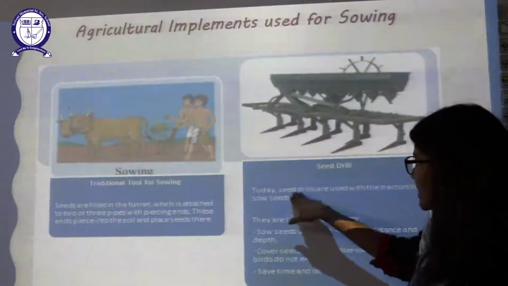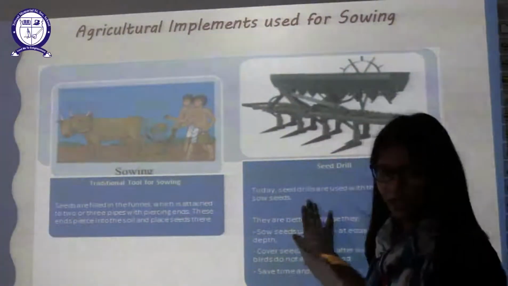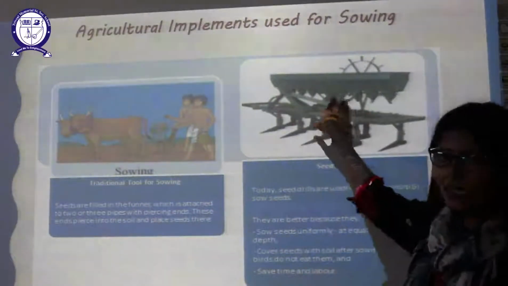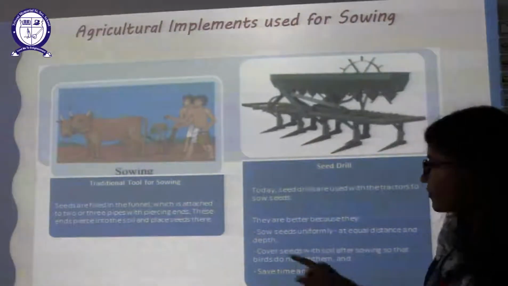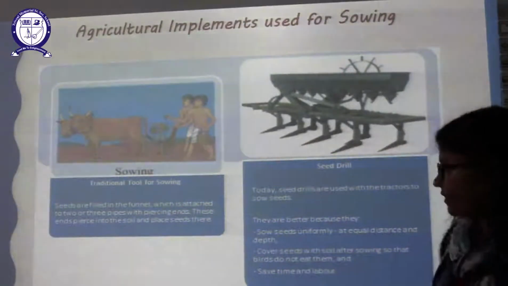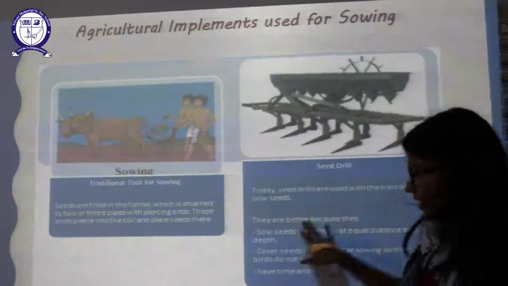Nowadays, seed drills are used with a tractor to sow the seed. We use this seed drill attached to the tractor. Now, they are better because firstly they sow seed uniformly at equal distance and depth. It is a very important part.